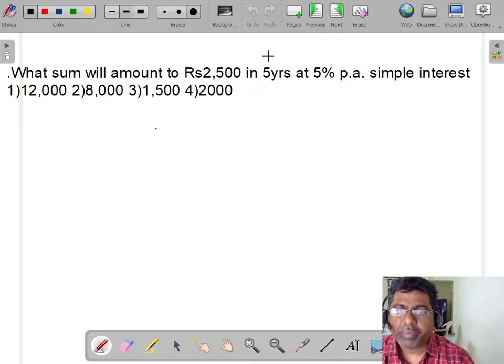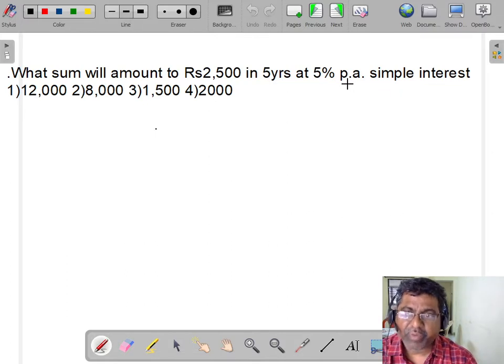What sum will amount to rupees 2,500 in 5 years at 5% simple interest? So what sum means you have to find out the P value. We have to find out the P value.